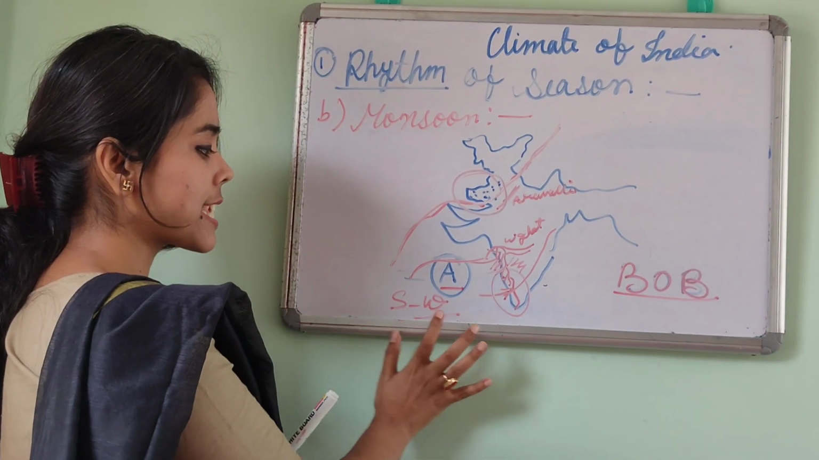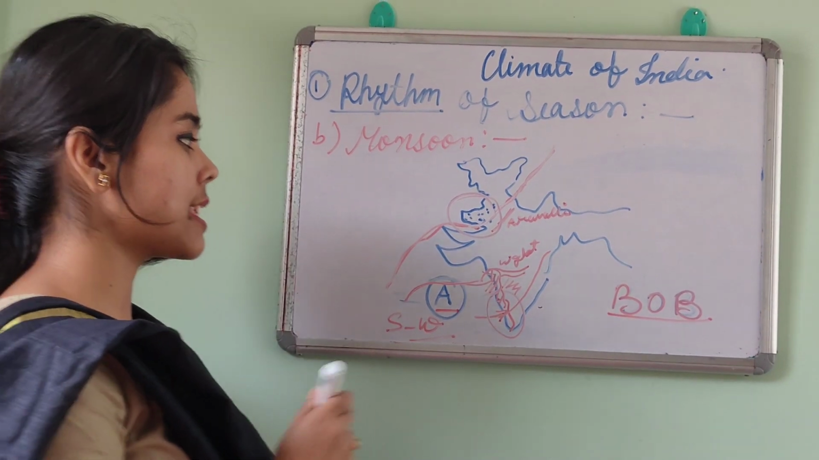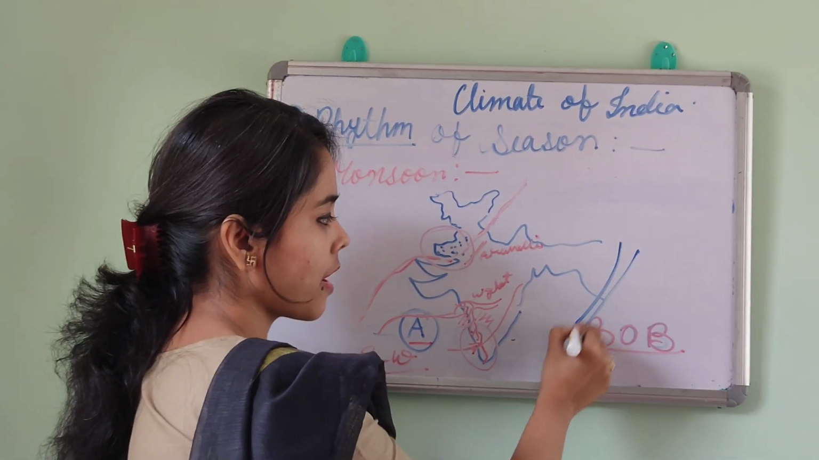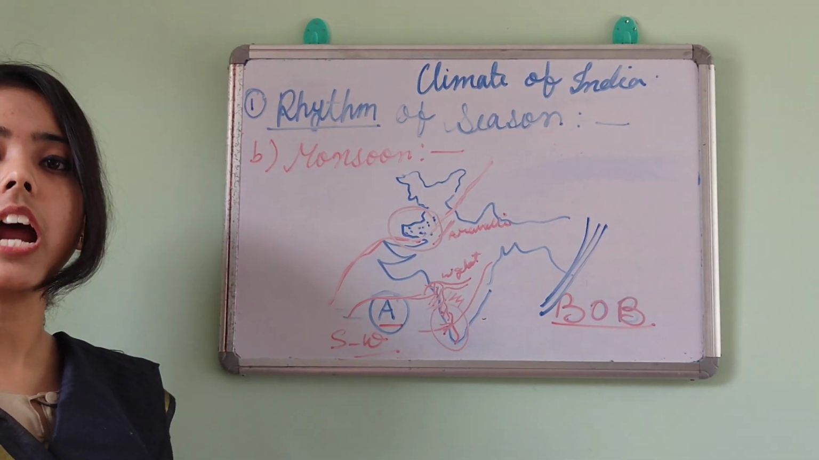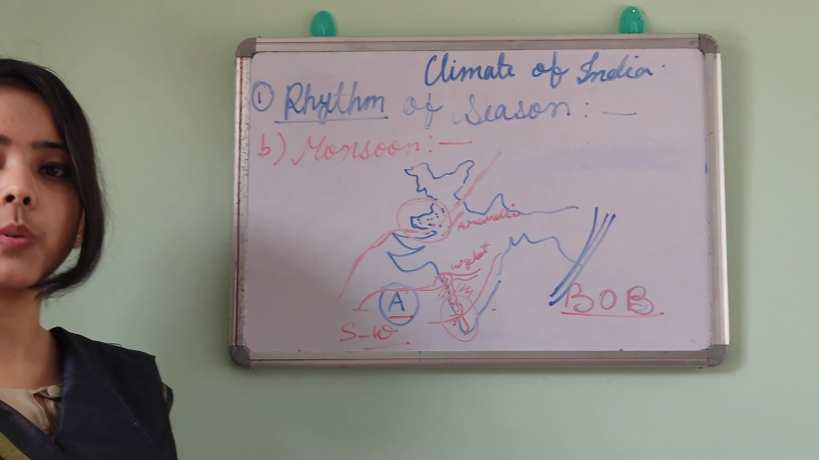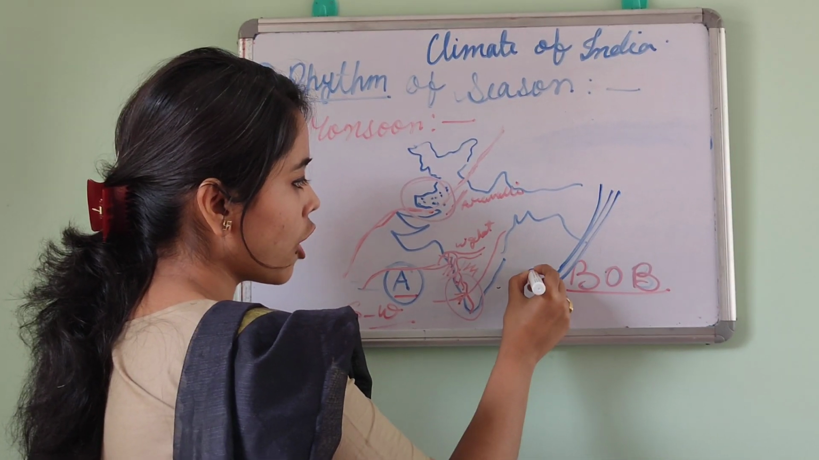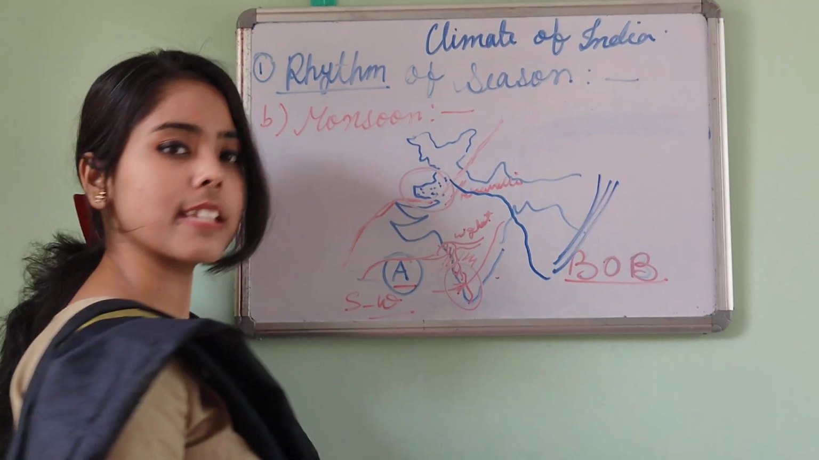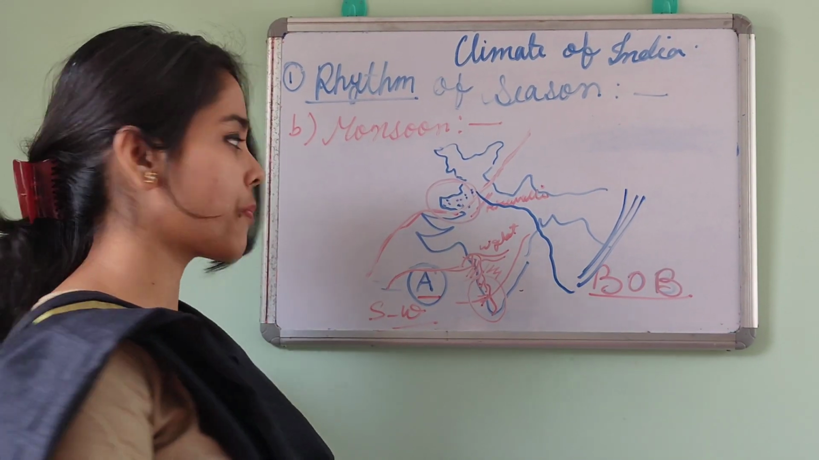So we have already discussed the Arabian Sea branch. Now the second one is the Bay of Bengal branch. Here one important feature is located, that is the Arakan Yoma range, which is located in Myanmar. From the Bay of Bengal, the first branch will come and blow like this, towards the Gangetic region.